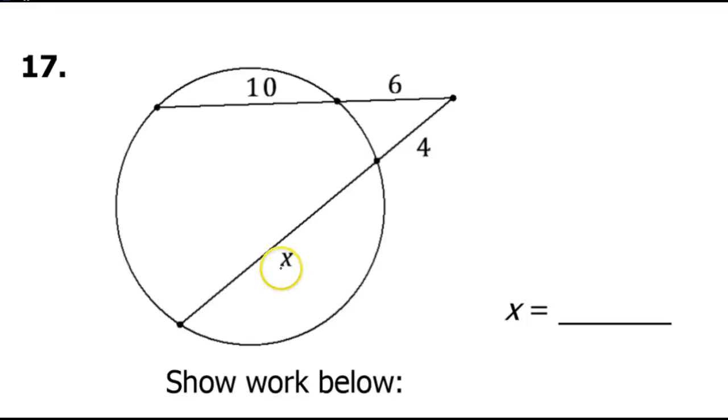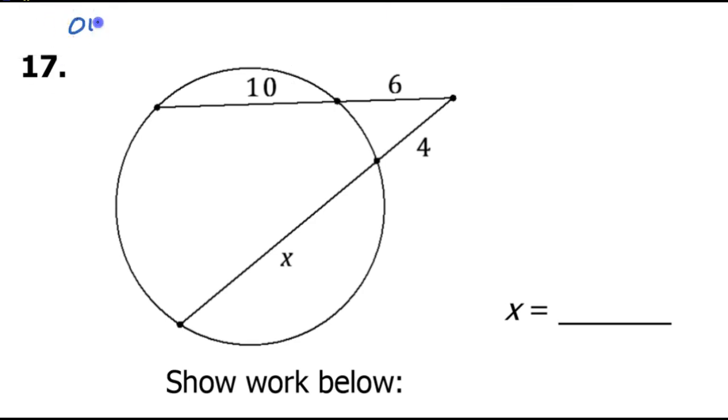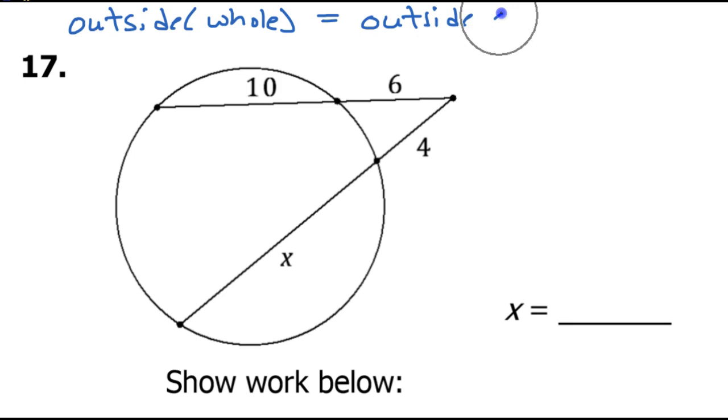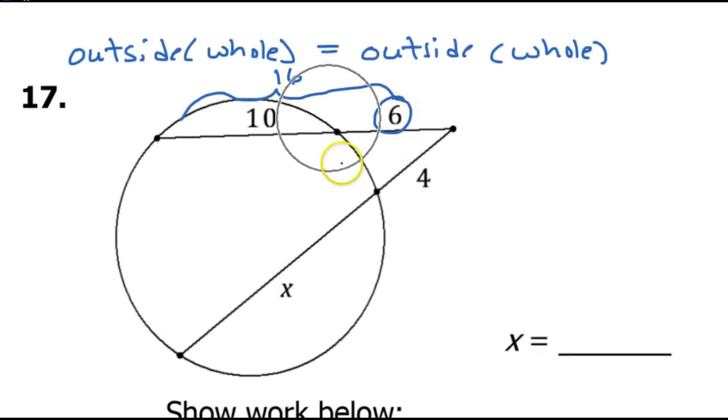Last one, sort of. All right, once again, same formula applies. This is another outside times whole equals outside times whole problem. Okay, let's see. So 6 is the outside, and the whole would be 16, 10 plus 6. So 6 times 16.